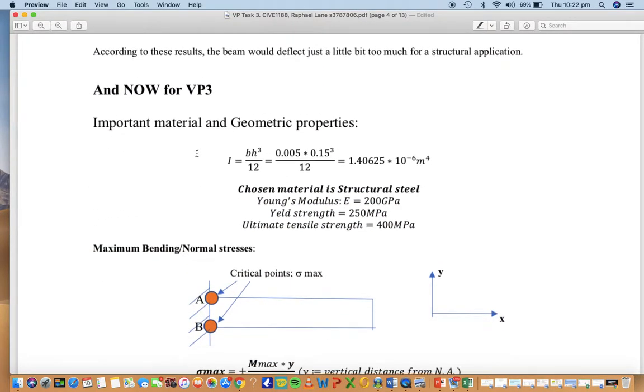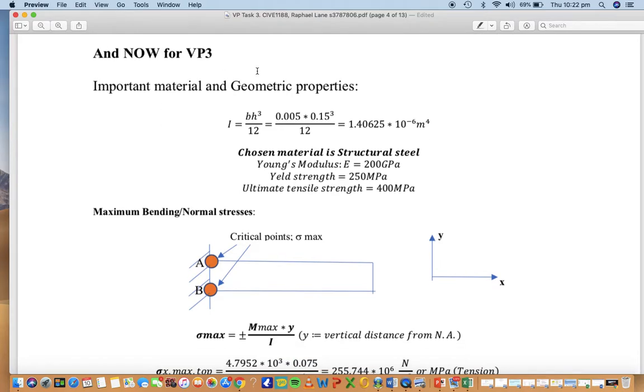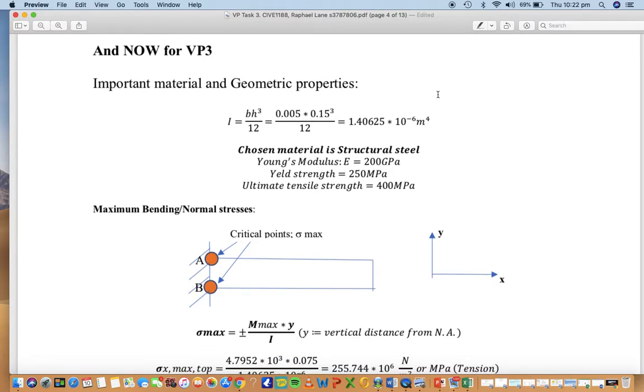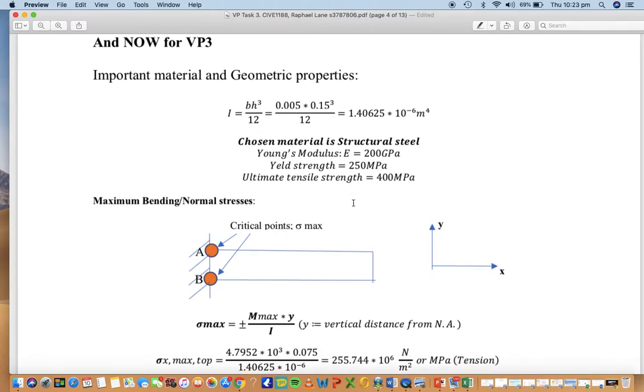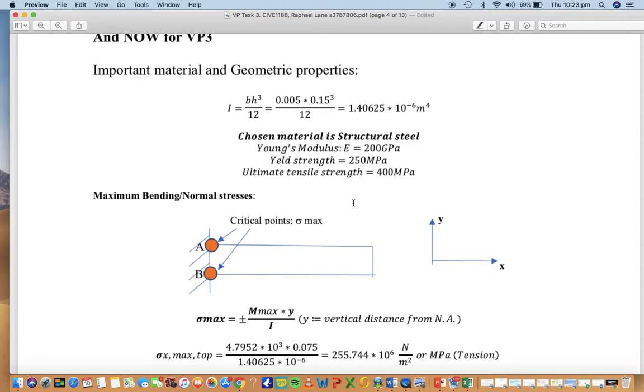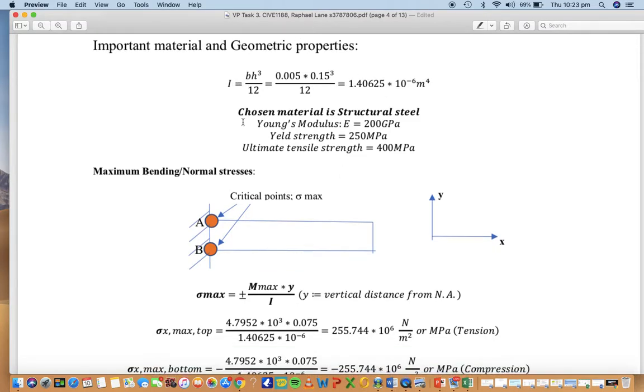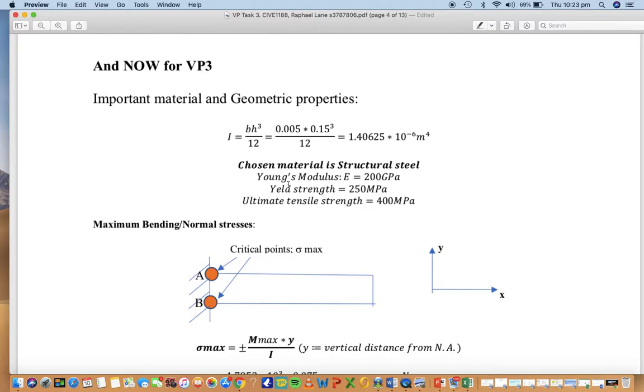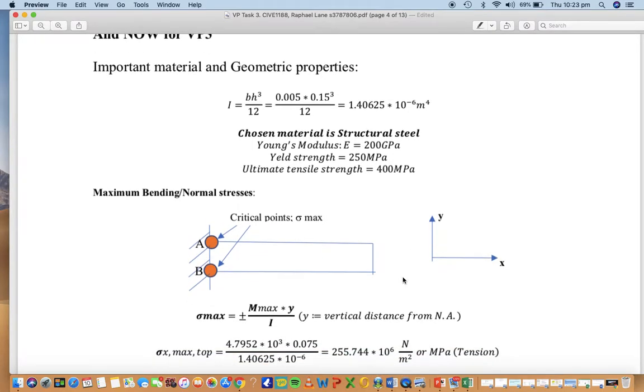then on to VP3. Now for VP3, we were asked to calculate the internal stresses in the beam, and doing this following on from VP2 with the calculations we already had, and applying a few new formulas that we got in the lecture. I've listed here the Young's modulus, the yield strength, and the ultimate tensile strength for the structural steel.